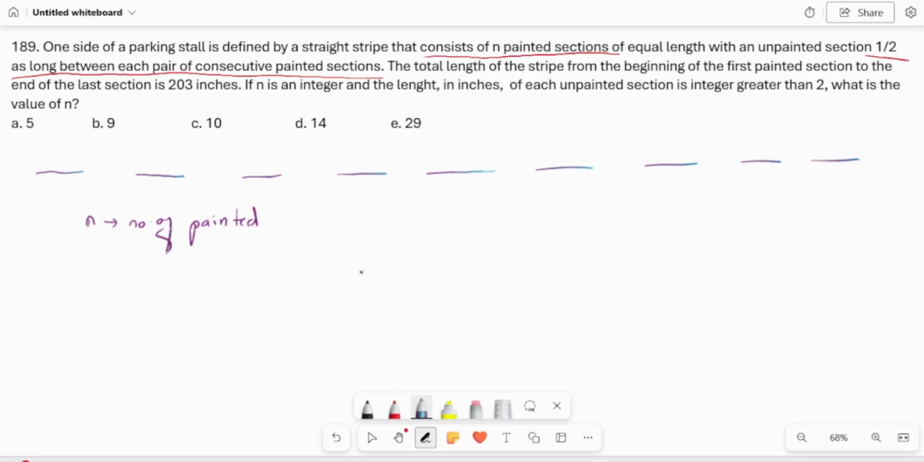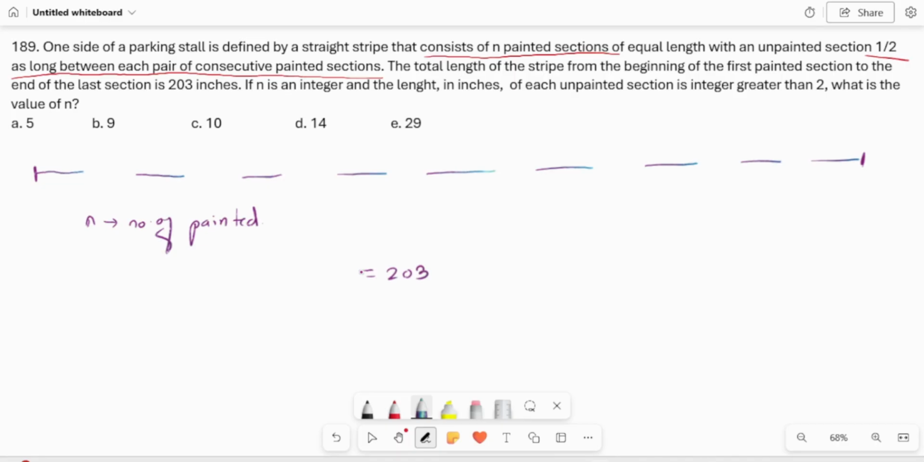Next they say that the total length of the stripe from the beginning of the first painted section to the end of the last section is 203 inches. That means from the first point to the last point, the total length is 203 inches. Okay. The total length of the stripe, that we have seen.